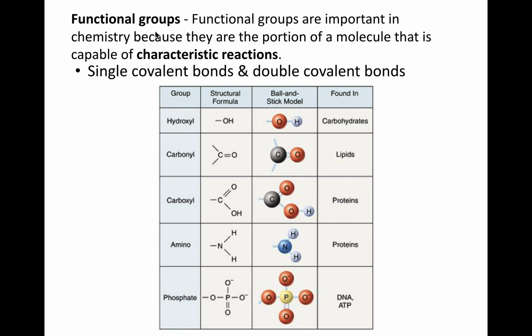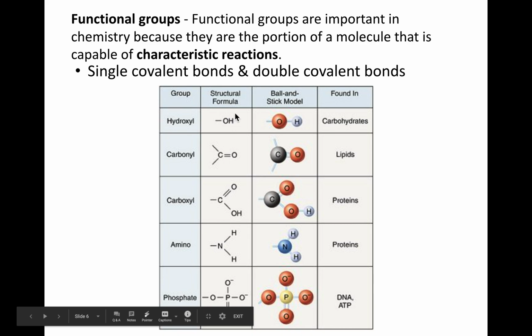Functional groups. Functional groups are important in chemistry because they are the portion of a molecule that is capable of characteristic reactions. So we're going to be talking about metabolism in a bit, and how these macromolecules form because of metabolism. But when you look at the molecules, you're going to see these parts here are called functional groups. Okay, a hydroxyl, a carbonyl, carboxyl, amino, and phosphate.